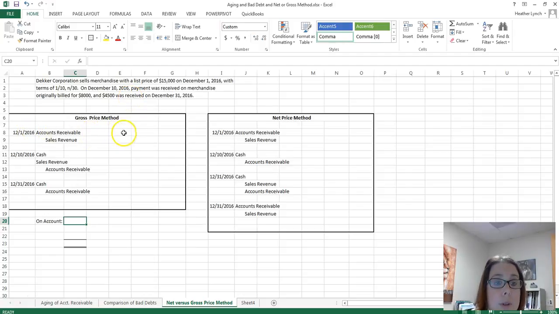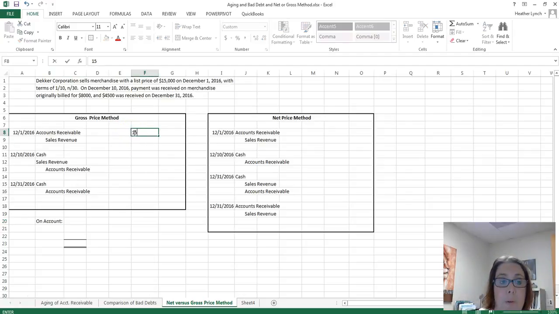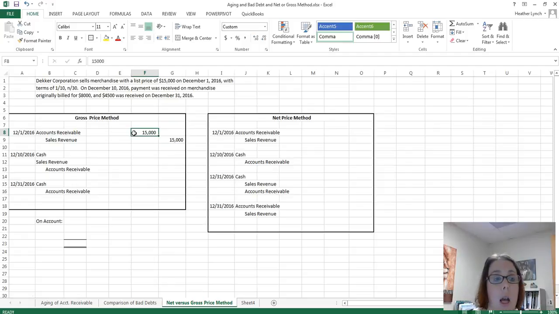So using the gross method, we have accounts receivable for the $15,000 and sales revenue for the $15,000, just the traditional accounts we're used to seeing. We're going to say we are periodic, so we're not going to worry about cost of goods sold and inventory. On 12/10, they get the discount, so when they pay us, they reduce it by the amount of the discount.